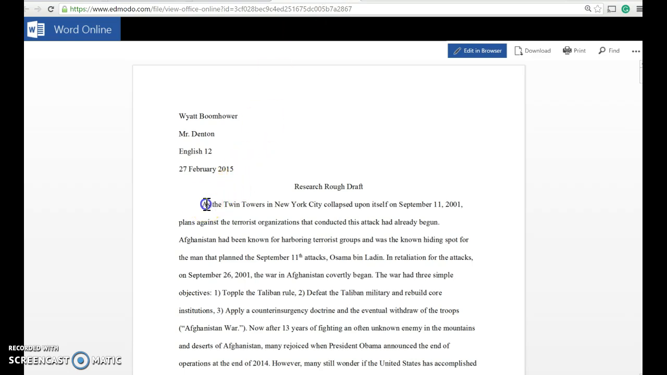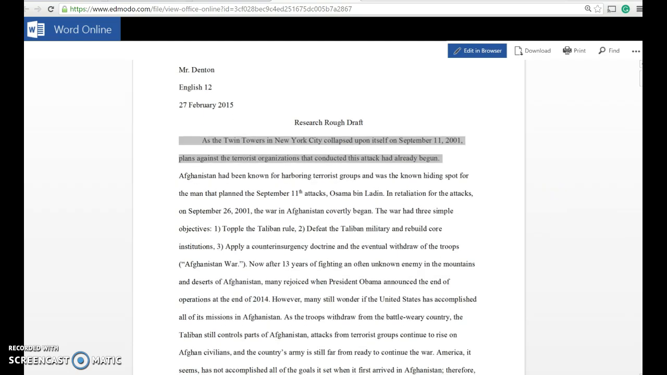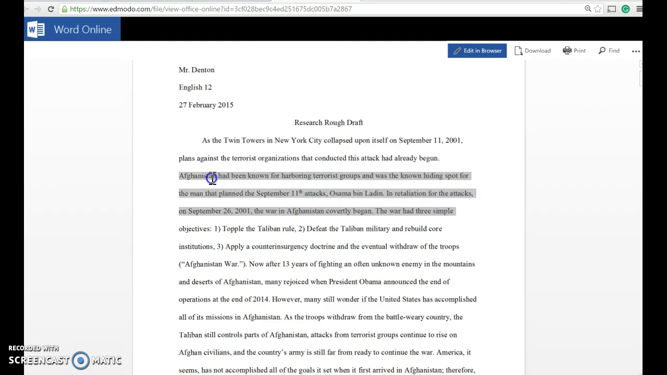What he does is give us a very vivid image, that of the Twin Towers collapsing upon themselves on September 11th, 2011. From there, he explains in a way that sounds very urgent that Afghanistan at that point in time had been known for harboring the terrorist groups that claimed responsibility for this attack on the World Trade Center. Then, with immediacy as well, he talks about how on September 26, 2001, the war in Afghanistan had begun. It was covertly beginning.